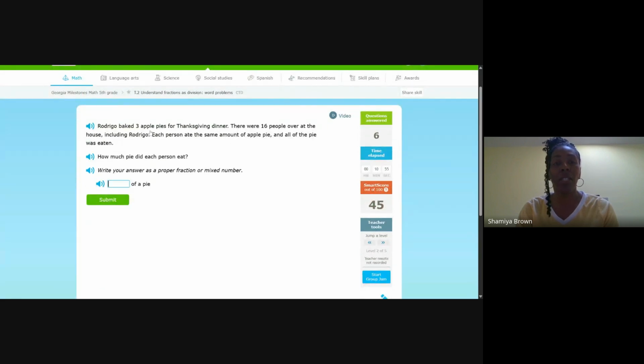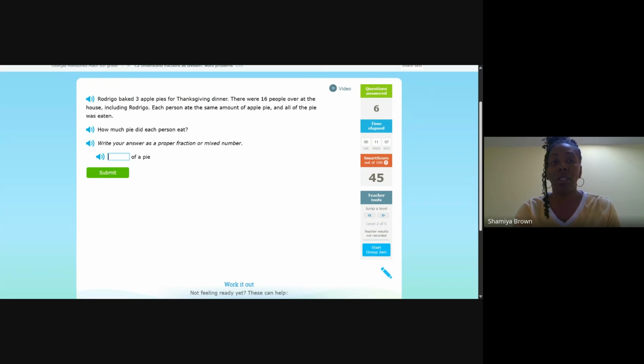Rodrigo baked 3 apple pies for Thanksgiving dinner. There were 16 people over at the house, including Rodrigo. So there's 17 total people. Oh no, it says there are 16 people over at the house, including him. So this is 16, so no more. Each person ate the same amount of apple pie, and all of the apple pie was eaten. How much pie did each person get? So 16 pies. No, there were 16 people. There were 3 pies divided by the 16 people. So each person gets 3/16 of the pie.